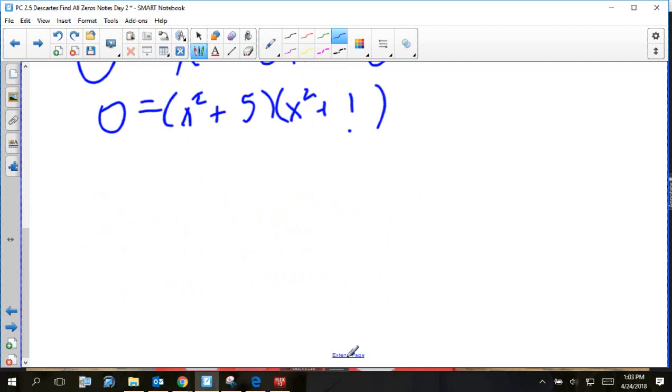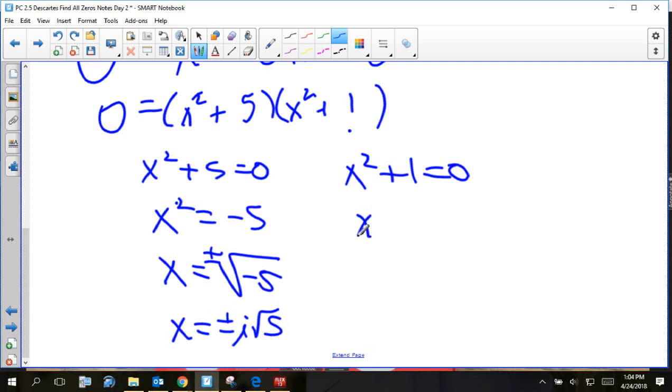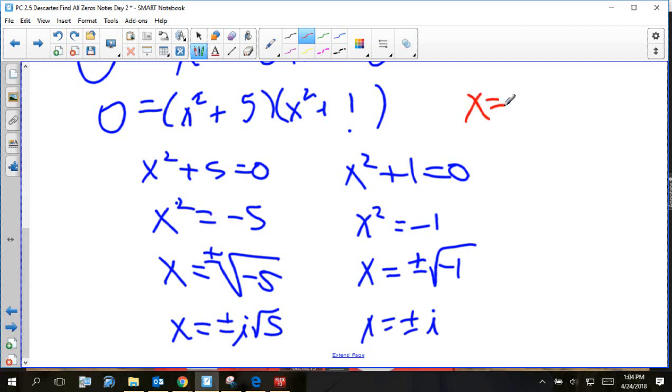So what we have to do is solve each of these for zero. I will be square rooting, which means plus or minus, and I have a negative number under the square root, so that becomes the imaginary part. So x equals plus or minus i square root 5. And then for this one, move the 1 over, square root it, plus or minus. And then square root of negative 1 is i. So we have plus or minus i. So our zeros would be x equals plus or minus i square root 5 and plus or minus i.